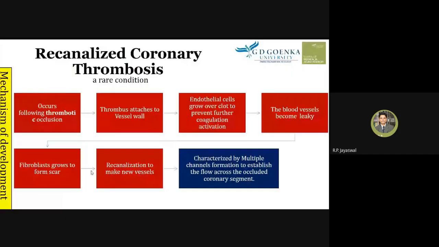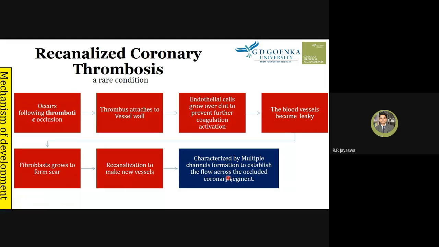So what we need to know is that when the endothelial cells and the fibroblasts grow on the clot, both of these cells participate in the healing process. During the healing process, the recanalization process takes place and produces new vessels through that clot, and at the end we can see that multiple channels are formed, which will establish flow of blood across the occluded coronary segment.